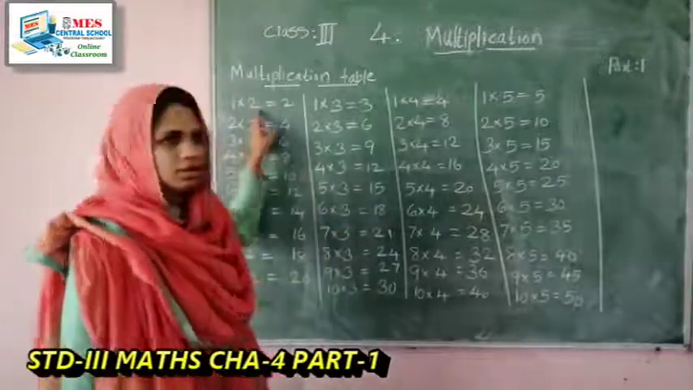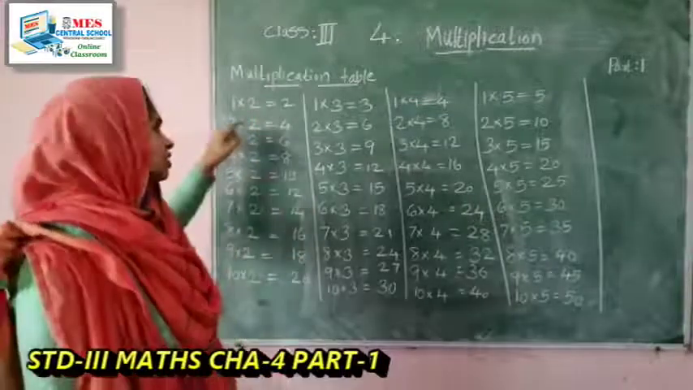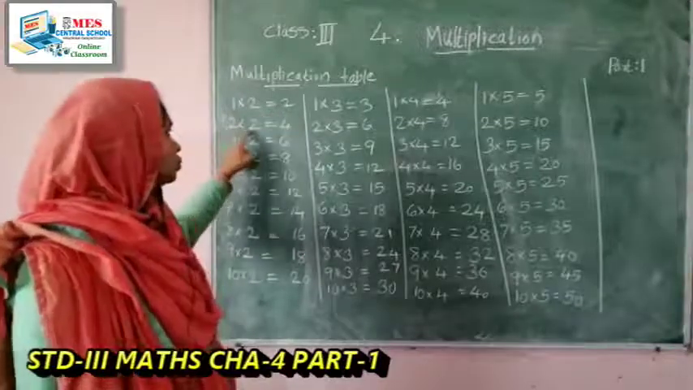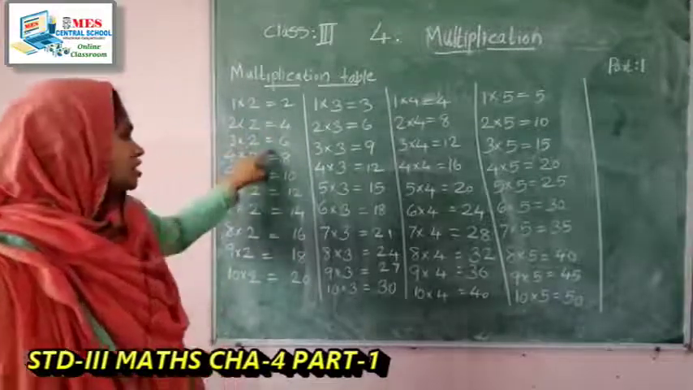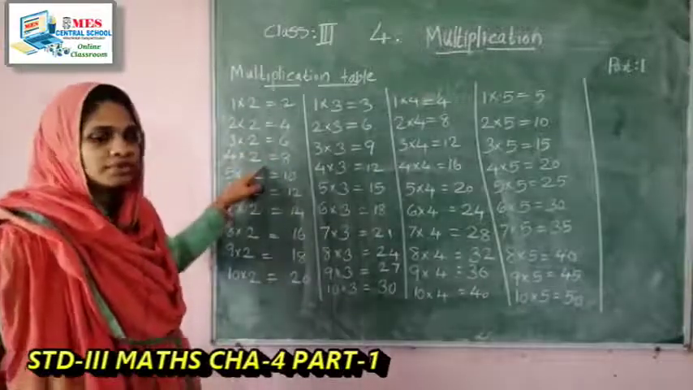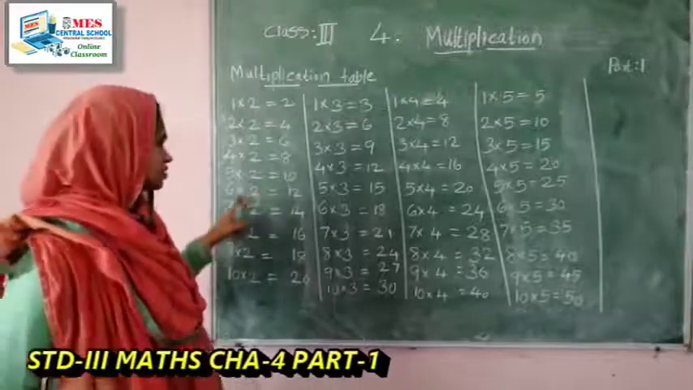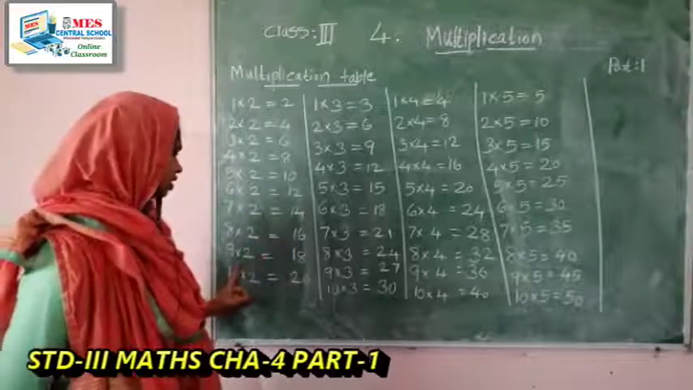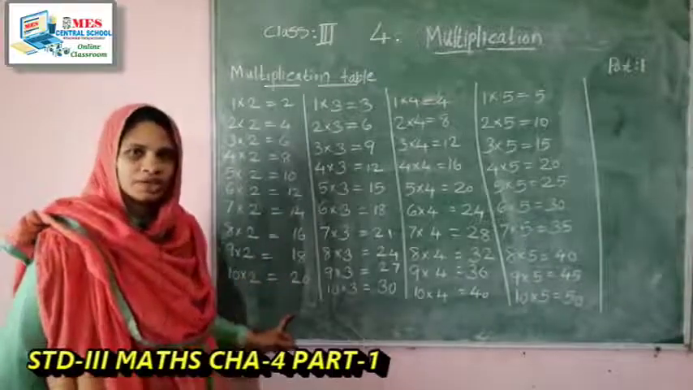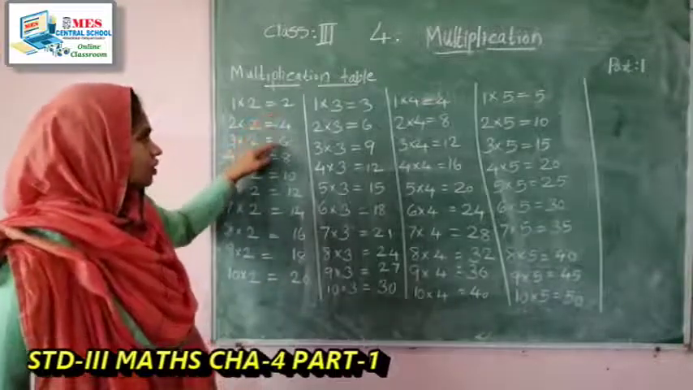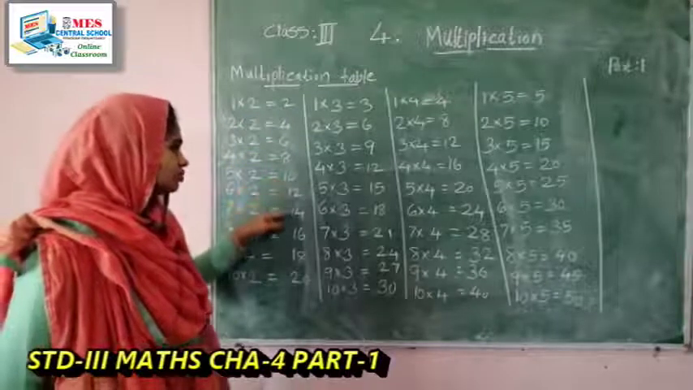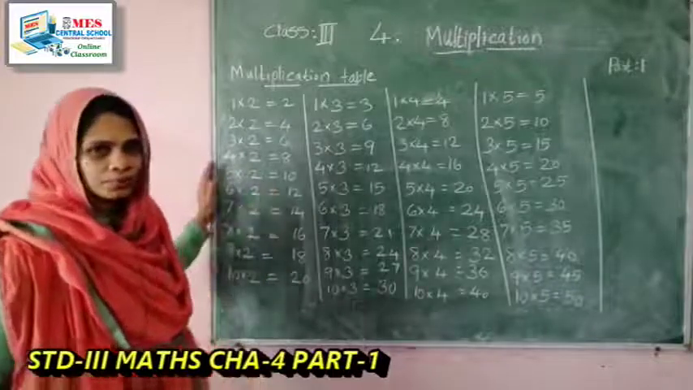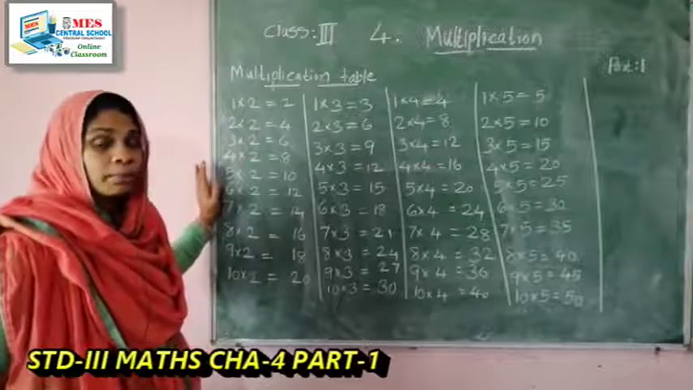The table of 2. Say it with me. 2 ones are 2, 2 twos are 4, 3 twos are 6, 4 twos are 8, 5 twos are 10, 6 twos are 12, 7 twos are 14, 8 twos are 16, 9 twos are 18 and 10 twos are 20. That is 2, 4, 6, 8, 10, 12, 14, 16, 18 and 20. This is the table of 2. Study it very well and learn it by heart.